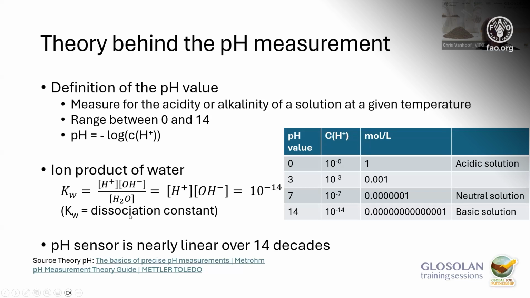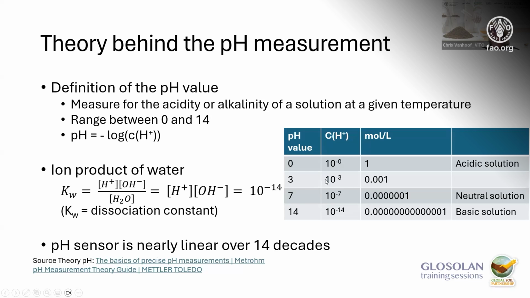It comes from the ion product of water, as the dissociation constant describes the hydrogen plus and the hydroxide ions over water. The product of the hydrogen plus concentration and the hydroxide minus concentration is 10 to the minus 14, and that is also the scale that is used for the pH value. If the hydrogen plus concentration is equal to the hydroxide minus concentration, then we have a concentration of hydrogen plus of 10 to the minus 7, and then you have, of course, a neutral solution. So then you obtain a pH of 7.